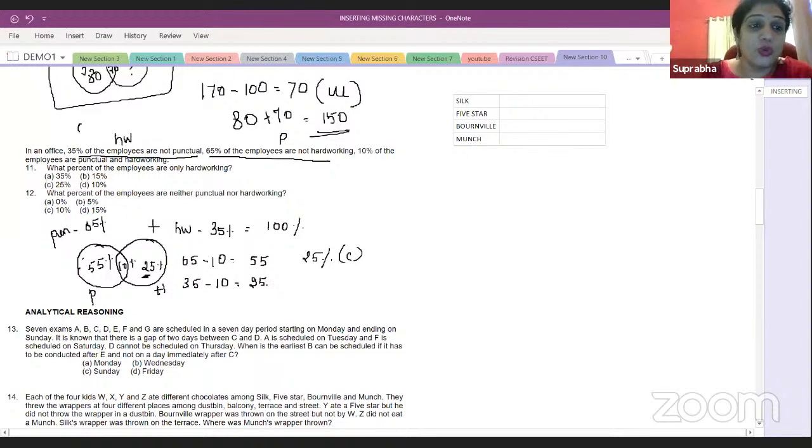The next one: what percentage of employees are neither punctual nor hardworking? So now I have to add this. There is 55% who are punctual alone, 10% who are both punctual and hardworking, and 25% who are only hardworking. How much did it become now? 50, 60, 70, 80, 90%. Correct? Yes or no? So 90.